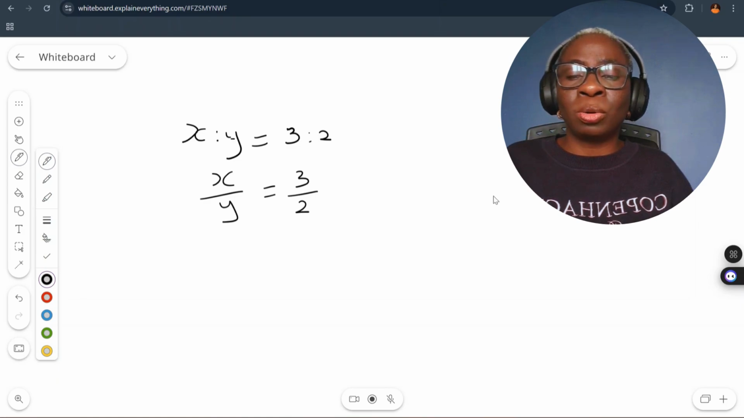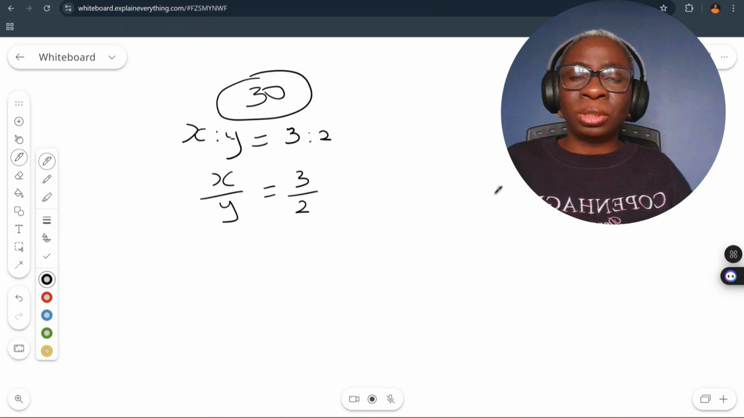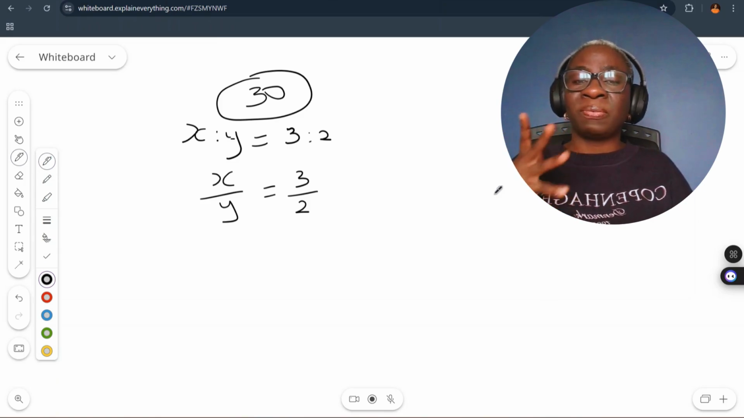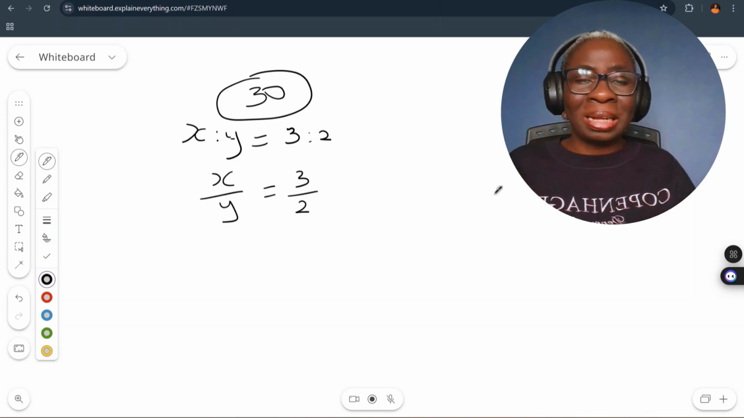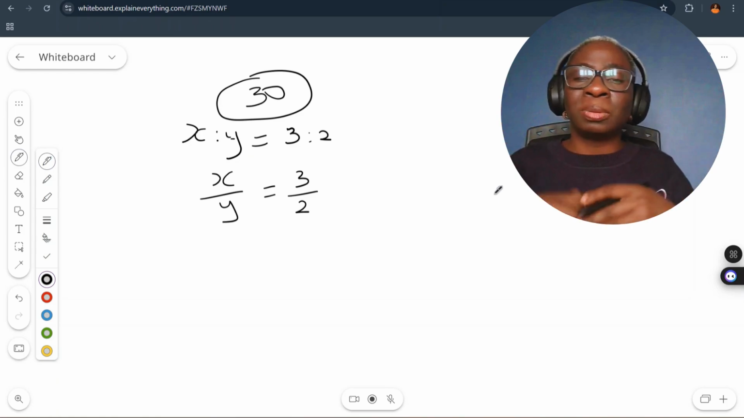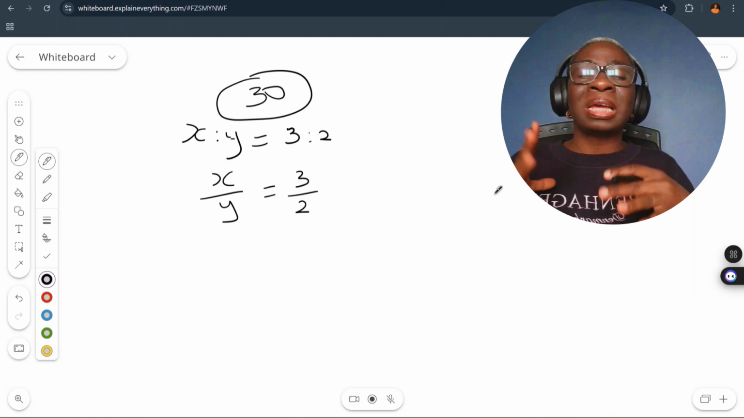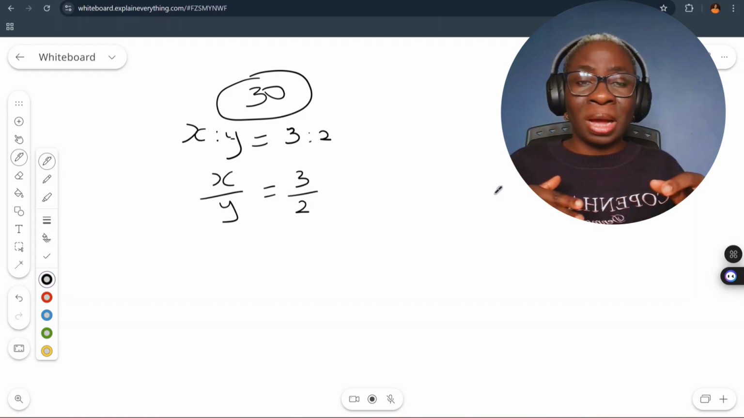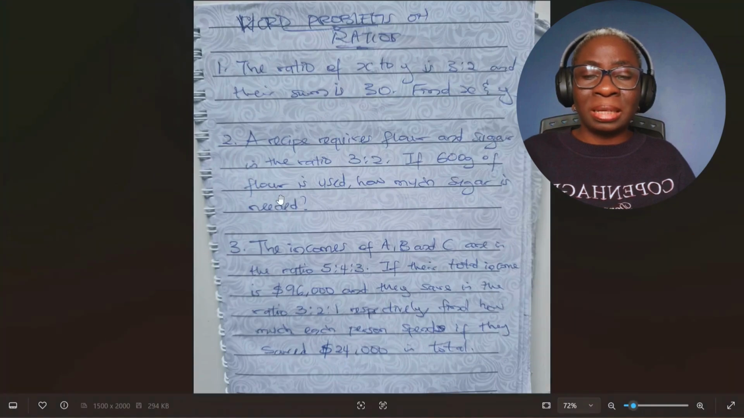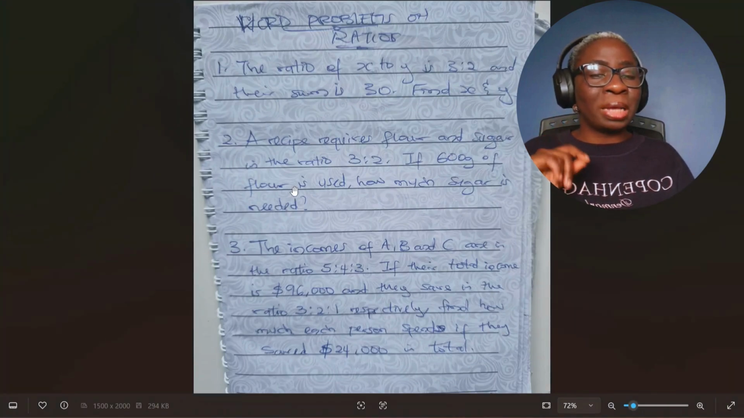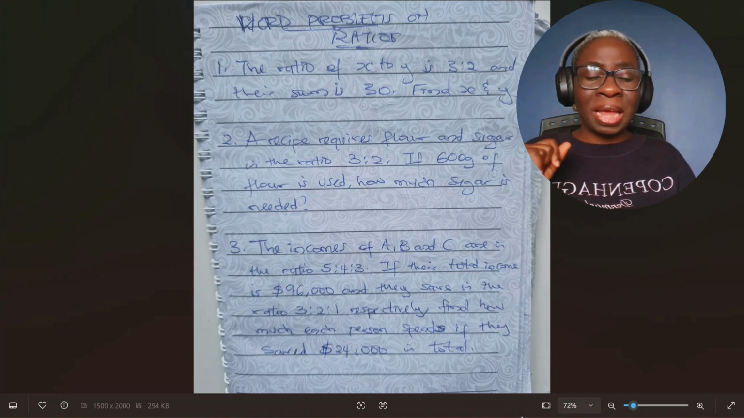So if the sum is 30 and x gets ratio 3 and y gets ratio 2, don't forget that in ratios we always simplify. So 3 ratio 2 can mean any number. 3 can represent any number, 2 can represent any number. It has been simplified. That is why we got 3 ratio 2. So to solve a question like this, the ratio of x to y is 3 ratio 2 and their sum is 30. Find x and y.